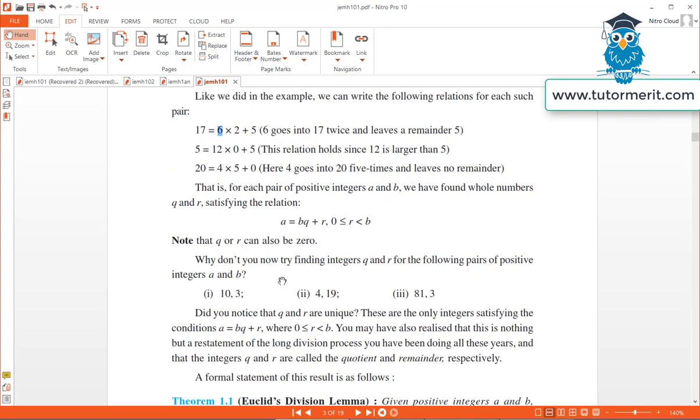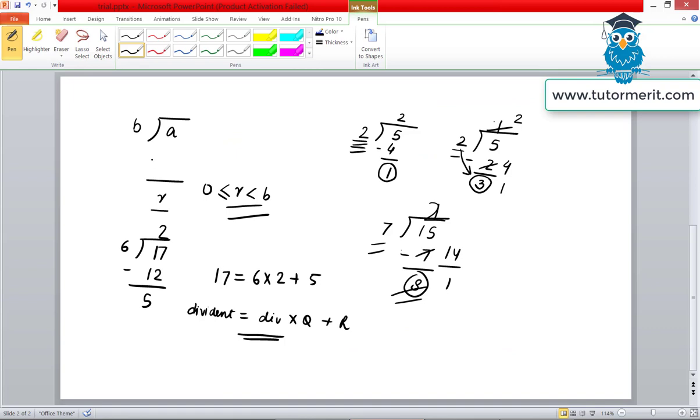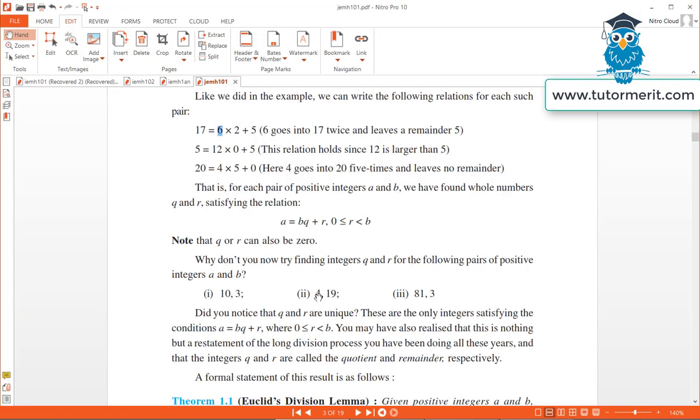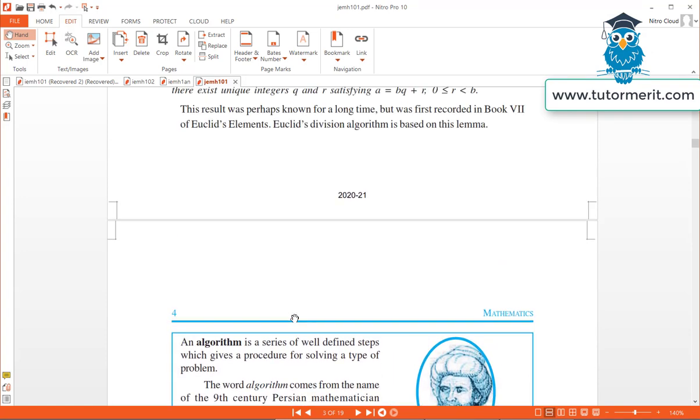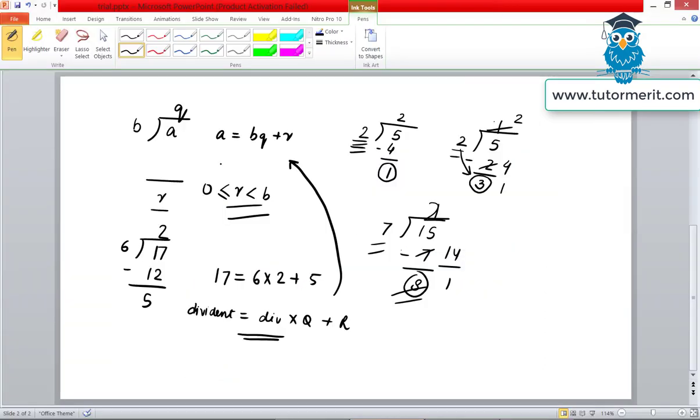So if we write in terms of notations, if I have positive integers a and b, we have whole numbers q and r, which are basically quotient and remainder, satisfying this relationship. So I'm simply expressing this only. I can always write a is equal to b into q plus r, which is again the same thing that you've studied in your previous grades. So it's just the difference of a notation. So Euclid's division lemma. A lemma is a proven statement used for proving another statement. That is why it's called a lemma, and this is your Euclid's lemma. So both these statements make up your Euclid's lemma.